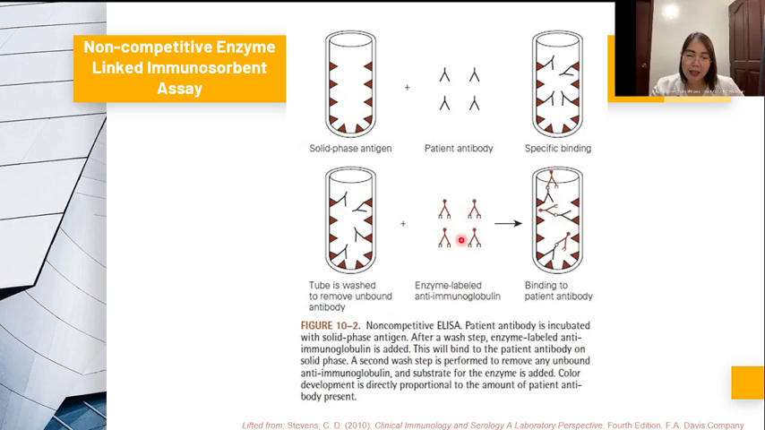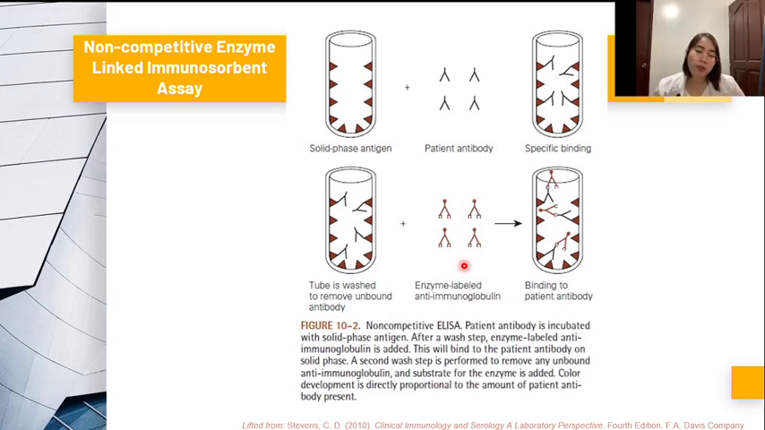And after washing, an enzyme-labeled anti-globulin or anti-immunoglobulin, so antibody against human globulin, or a second antibody, no, will be added, which is tagged with enzyme. So this second antibody now, which is anti-immunoglobulin, will react with any patient antibody if there are present. Okay? If no patient antibody is present, or is bound to the solid phase antigen, the enzyme-labeled anti-immunoglobulin will not be bound. That's why there will be no enzyme activity or luminescence or color change or fluorescence, whatever may be the enzyme reaction.